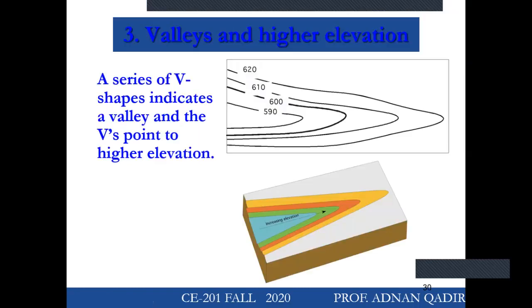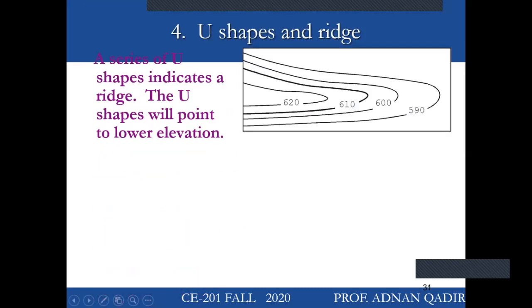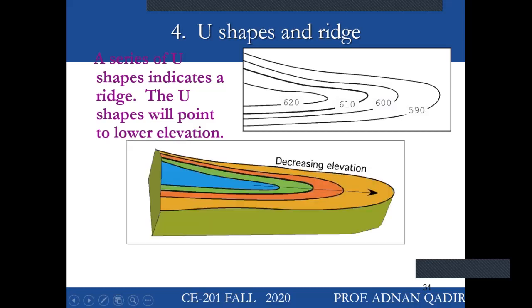Now again, this is a V shape, and this is a slight rounded shape, or what we call a U shape. So a V shape is a valley, and a U shape is a ridge. In other words, higher elevation inside, lower elevation outside. This is a ridge, and lower elevation inside, higher elevation outside, that is a valley. Like this. This is a decreasing depression.